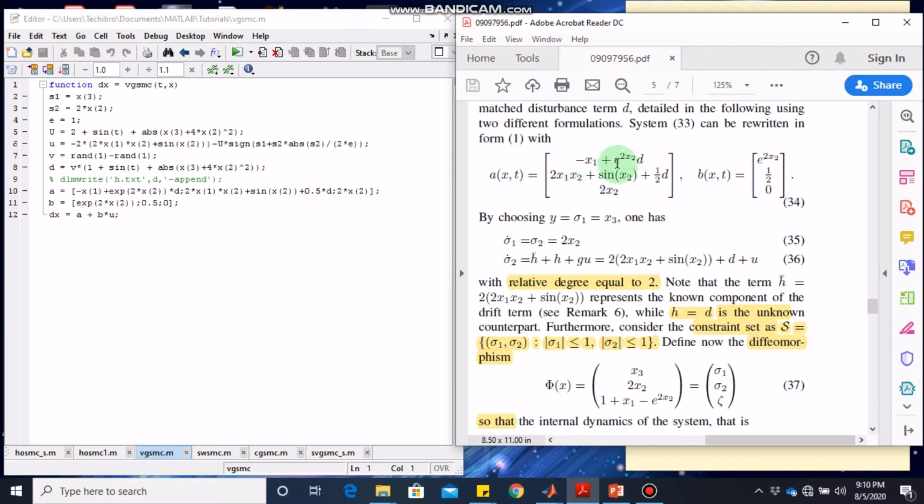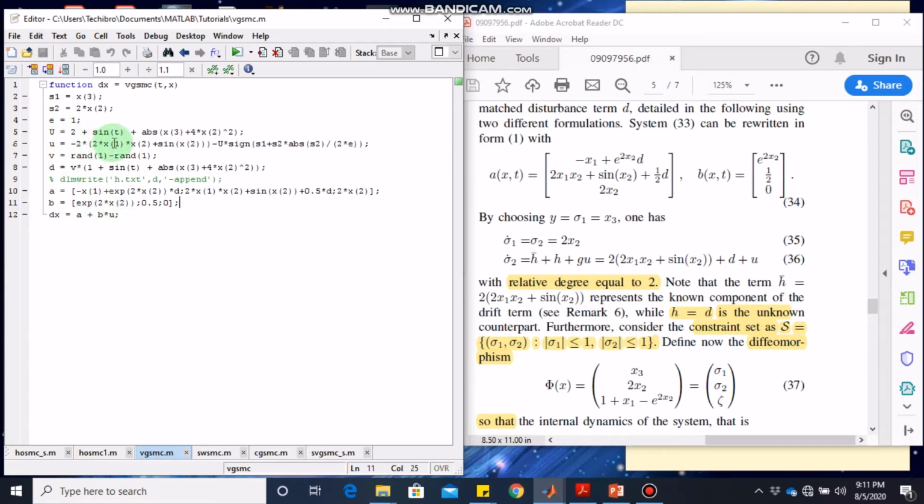And then there is the A vector, which is basically the same as here, so minus x1 plus 2 into e to the power. So this is the A vector here, with all the 3 components. Notice that this is a column vector, so all the components are separated by the semicolon, and this is the B vector as presented in equation 34 of the paper. So dx is equal to A plus B times U. U is calculated as in the paper.